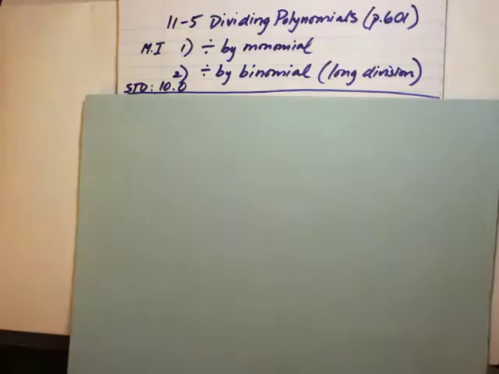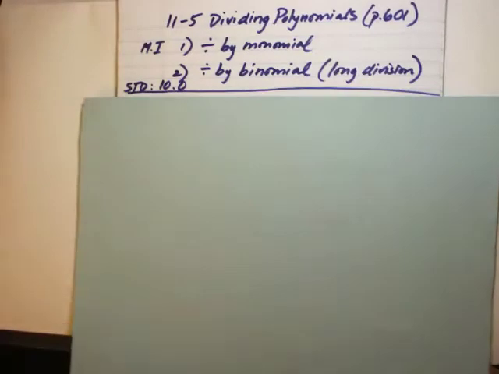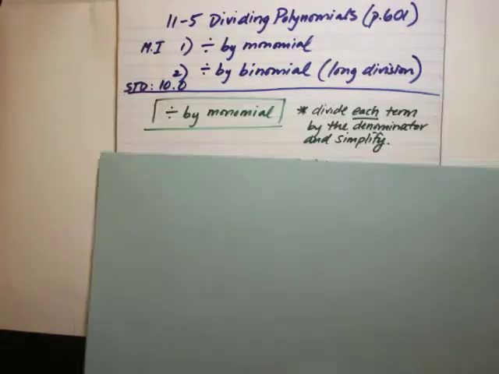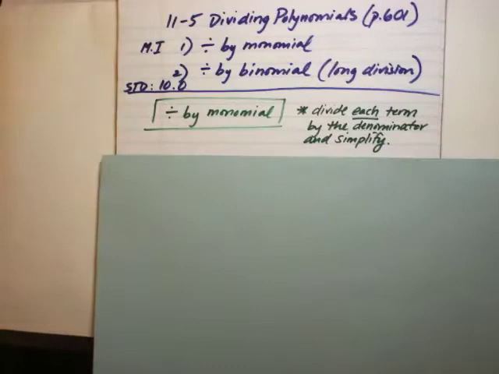11-5, and we are on dividing polynomials. There are, again, two main ideas for this section. You have the first, which is dividing by a monomial, and then a second, which is dividing by a binomial. Okay, and they are both from Standard 10.0. We're going to start off with dividing by a monomial.